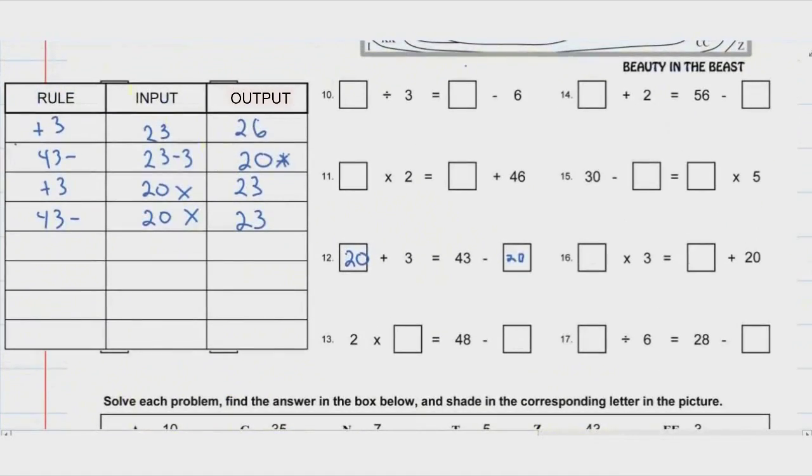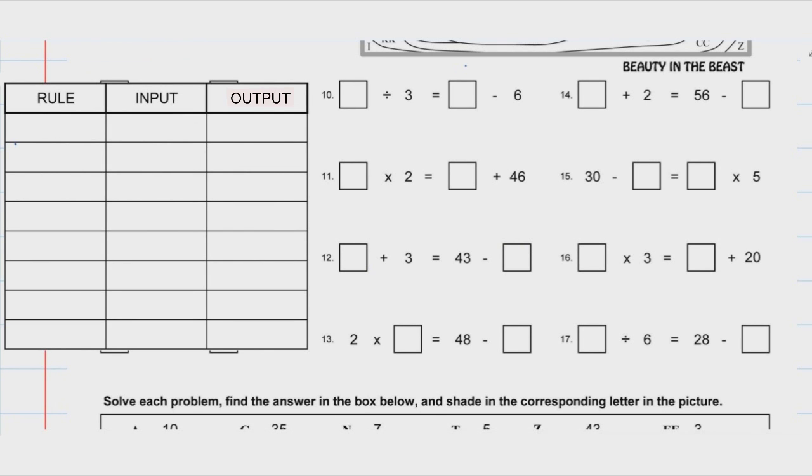All right, last one in this group, problem 13. We have 2 times, which means we're doubling something again. And we have 48 minus. This is a little more confusing because we're subtracting. So what do we know?